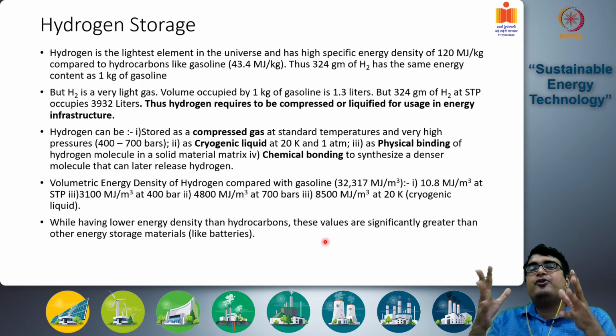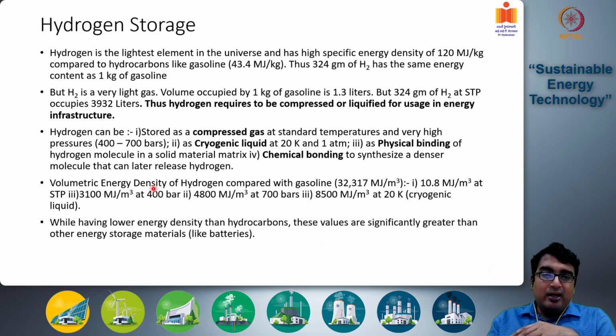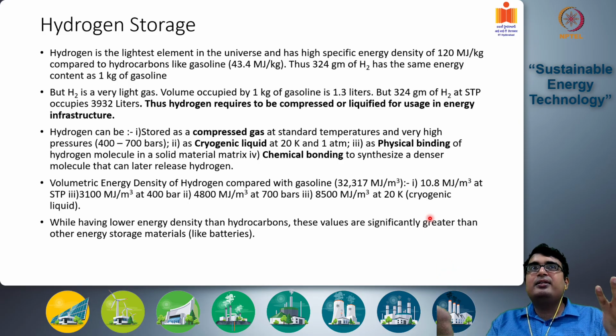But if you think of hydrogen as an energy storage material, any of these values are significantly greater than the energy densities associated with other energy storage materials we have discussed, like batteries, supercapacitors and all of those, like hydroelectric power plants, right? You can look at the energy density of a reservoir of water, maybe 500 meters above the lower riverbed, and see what is the energy density per meter cube of that water, just the gravitational potential energy. Okay, it will be much lower. Similarly for batteries, supercapacitors, etc.